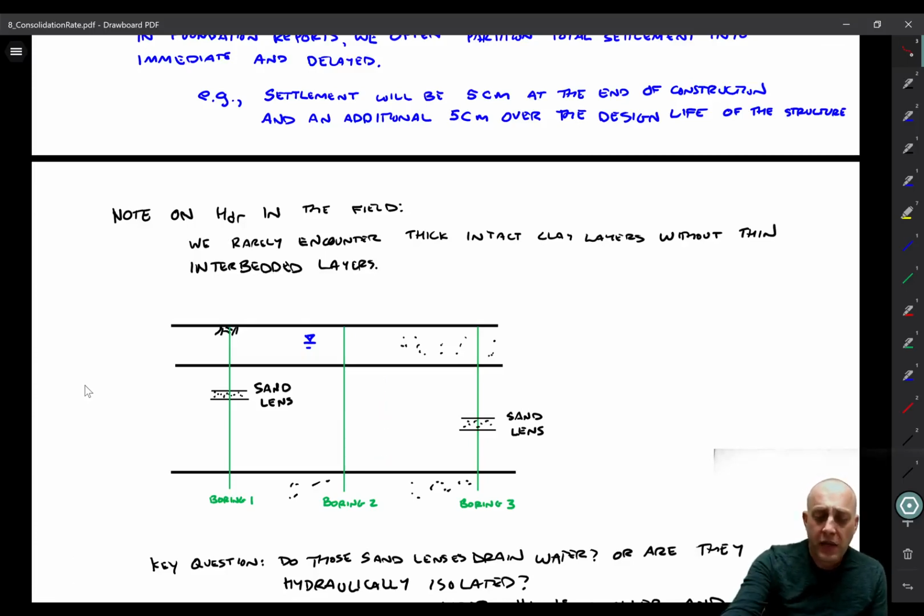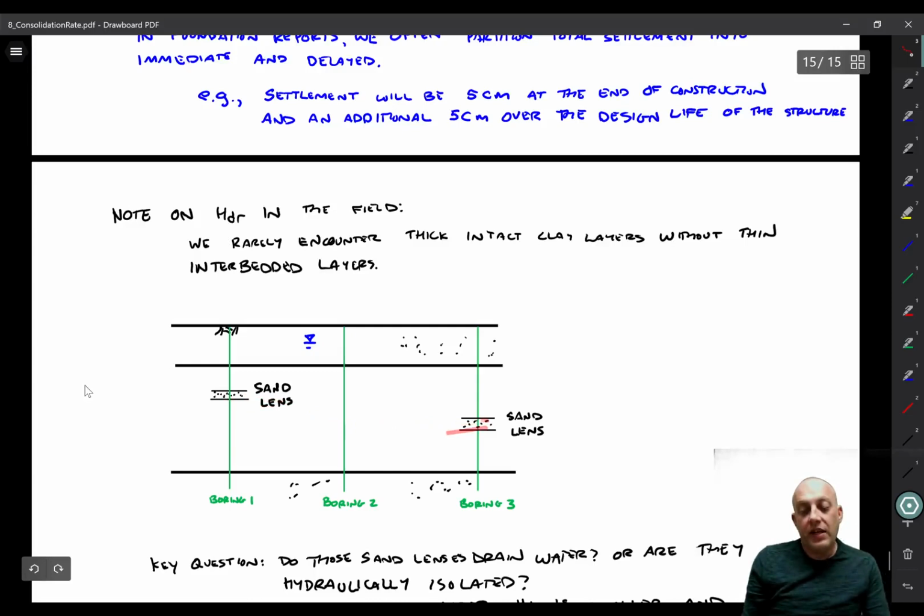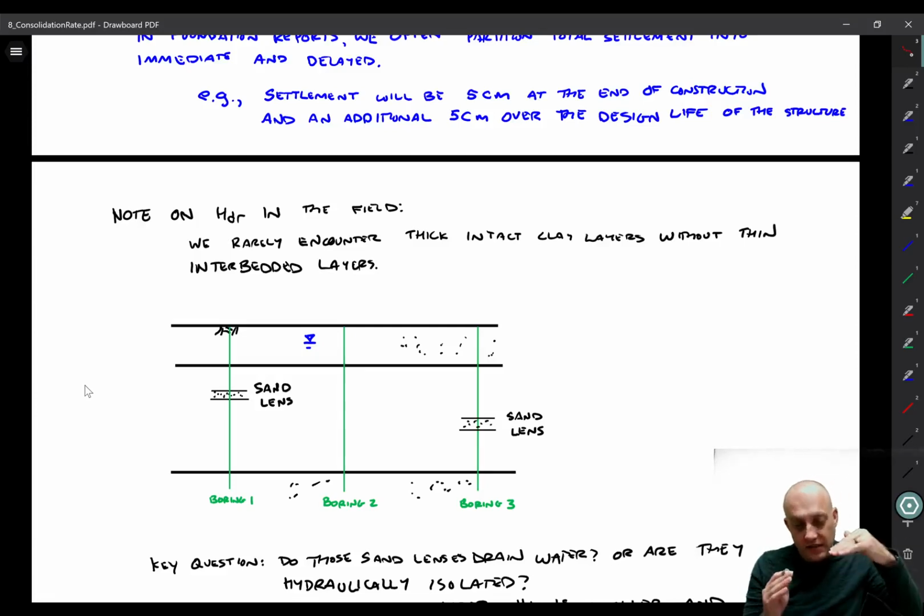And I drew it this way on purpose, so that we don't encounter a sand lens at boring number 2. What happens a lot of the time is that students might want to connect these layers and say there's a dipping sand layer. Well, that doesn't make sense from a geological perspective. How would that sand get there on that slope? Sometimes you can have that if soil is deposited and then subsequently uplifted, you get tilted sedimentary beds, but not typically for young soils.